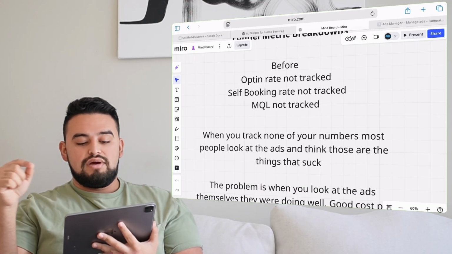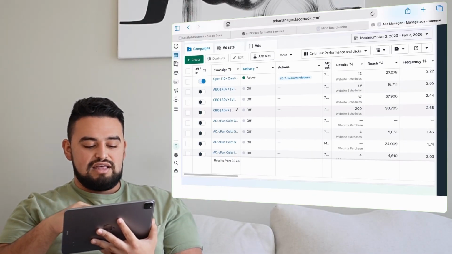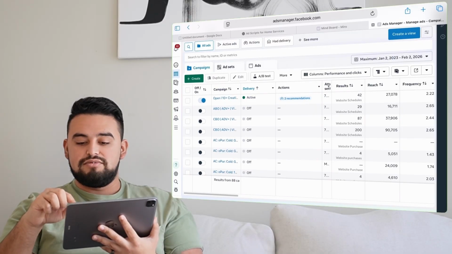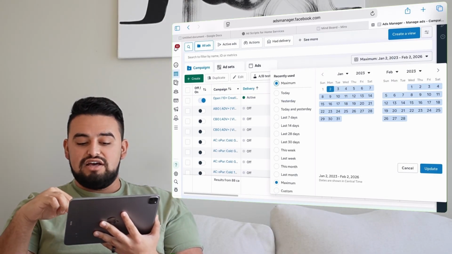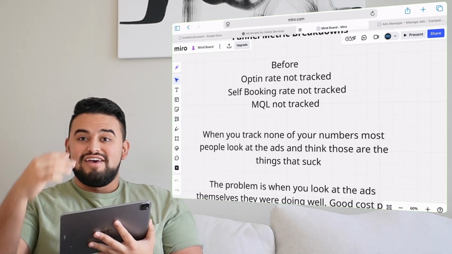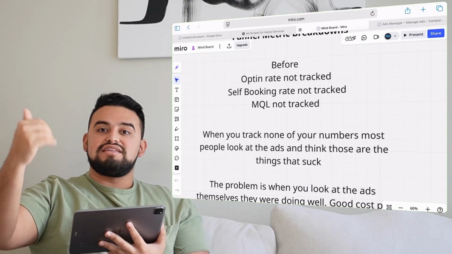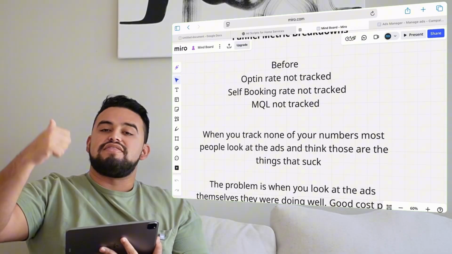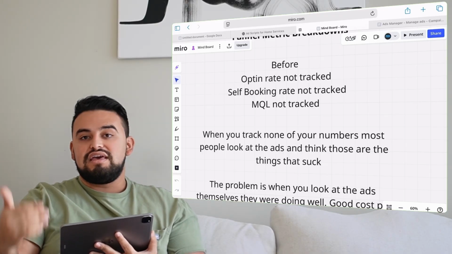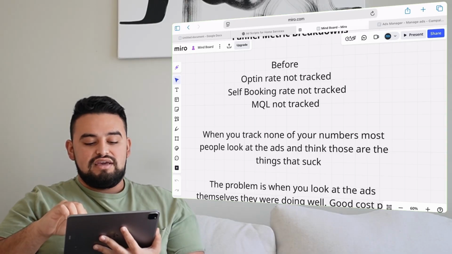And when you track none of your numbers, most people look at the ads and think those are the things that suck. If we go here, that's exactly what was happening previously. And I can tell you that because if we were actually able to scroll down there, it would have shown you they have dozens of campaigns launched that aren't even active because they thought there was something wrong with the way they were media buying. They thought there was something wrong with the creatives. They were always launching new creatives. That wasn't the issue. The issue was that they had a leaky funnel, which we go into fixing here.